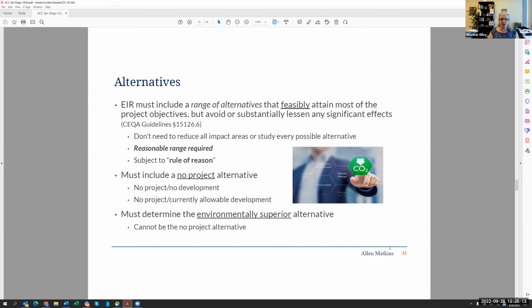Alternatives are required if you're doing an EIR. CEQA case law and the guidelines and the rules say you have to study a range of alternatives that feasibly, and again, we'll come back to that in one slide, I think, reach the project objectives, which is what you're trying to do with your project, and substantially lessen any impacts. It's hard to come up with alternatives. It's kind of like creative writing, I always say, but it's required if you're doing an EIR. It doesn't have to completely eliminate your impacts. It just needs to reduce them.